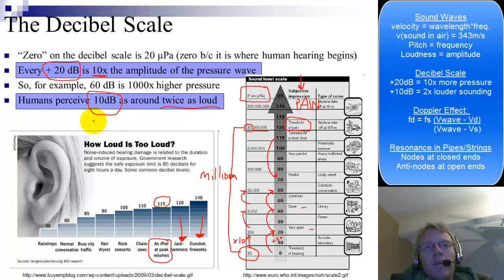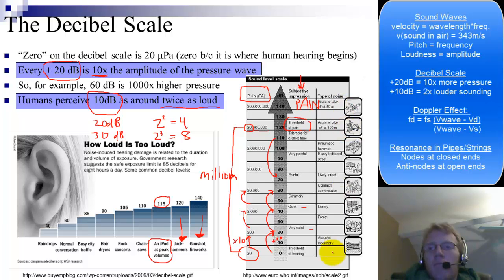That means a 20 decibel increase is twice, in other words, 2 squared, which is 4 times louder. A 30 decibel increase is 2 times 2 times 2, or 2 to the third power, which is going to be 8 times louder. A 50 decibel increase is 2 to the fifth, which is going to be 32 times louder, etc. So a logarithmic scale, if you invert that, is an exponential. So logs and exponents are inverses of each other.